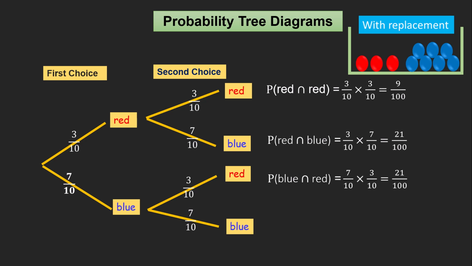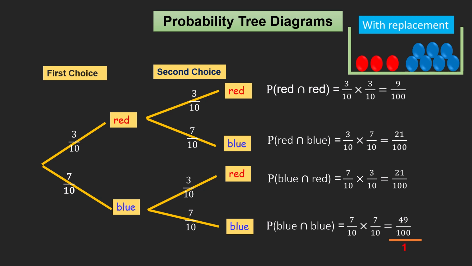First outcomes and second outcome. Then you see the last one, blue and blue. That means first one blue and the second one blue. The probability is 49 over 100. So this is the complete tree diagram for this example. Now add these probabilities, 9 over 100, 21 over 100, 21 over 100, 49 over 100. It is also 1. It should be always 1.